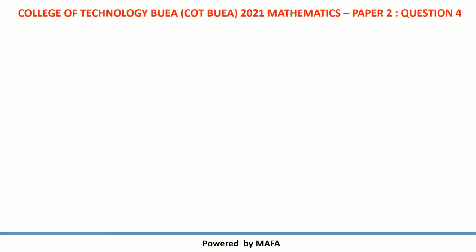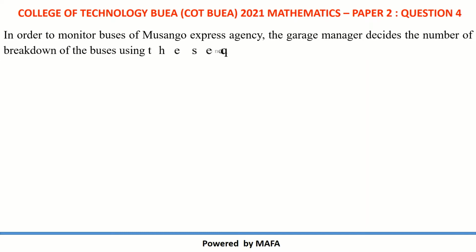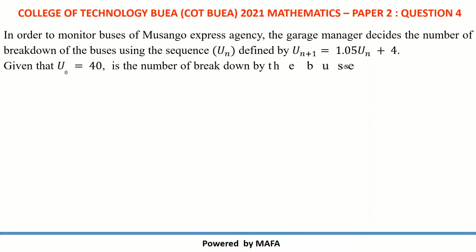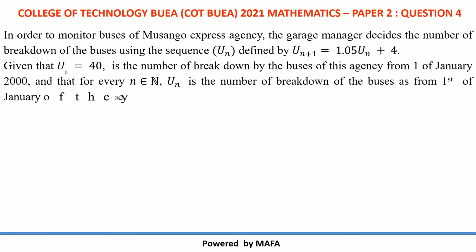Alright, so the question reads: in order to monitor buses of the Musango Express Agency, a garage manager decides the number of breakdown of the buses using the sequence U of n, defined by U of n plus 1 equal to 1.05 U of n plus 4. Given that U of 0 is equal to 40 is the number of breakdown by the buses of this agency from the 1st of January 2000, and that for every n that belongs to the set of natural numbers, U of n is the number of breakdown of the buses as from the 1st of January of the year 2000 plus n.